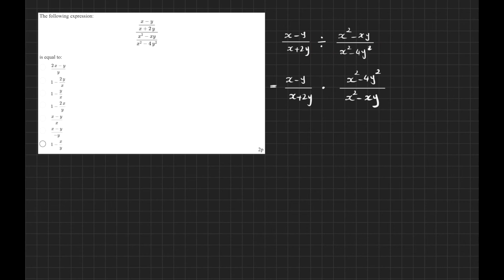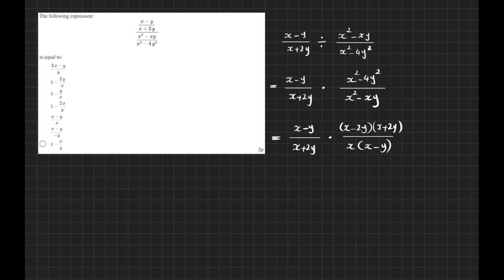The next step is to factorize everything as much as we can. x minus y is not factorizable. The same is true for x plus 2y. But the numerator is a very famous pattern. That's a conjugate pattern. So it becomes x minus 2y and x plus 2y. For the one in the denominator, I have only a factor of x in common, so I pull it out, so it becomes x minus y.